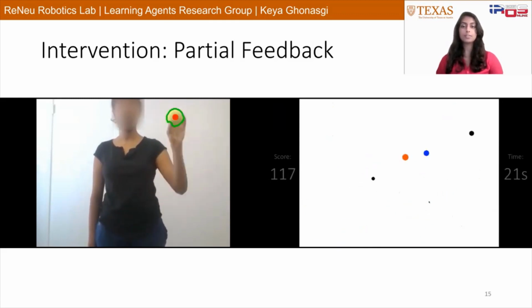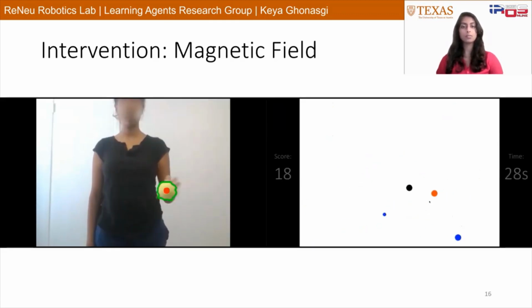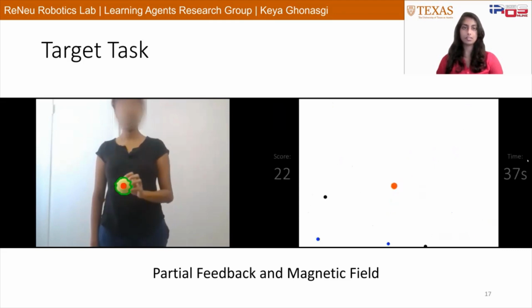Second, we introduced a magnetic field around the red cursor so blue positive markers are repelled and black negative markers are attracted. The interaction between the cursor and the markers is expected to force faster movements and increased reaction times. Finally, we combine these two interactions to create the task to be learned, hereby referred to as the target task.